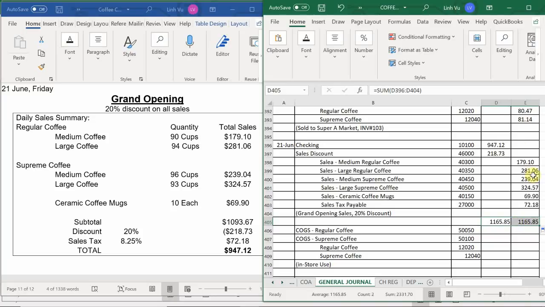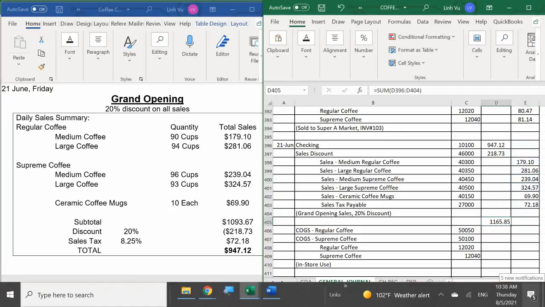Okay. Then we have 239.04. Then we have 324.57 and 69.90 and 72.18. Okay, okay, I have it as 04. Is that the correct number? Yeah. I got 1093.11.